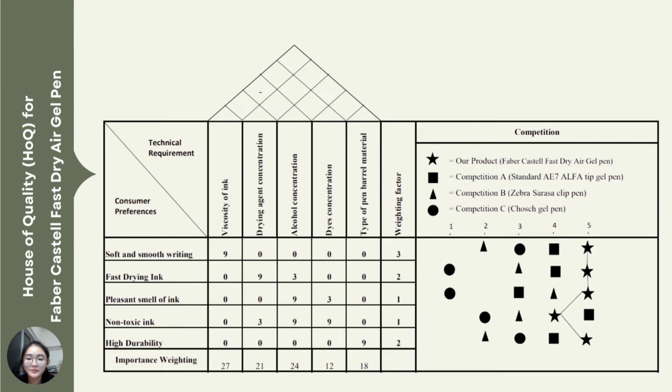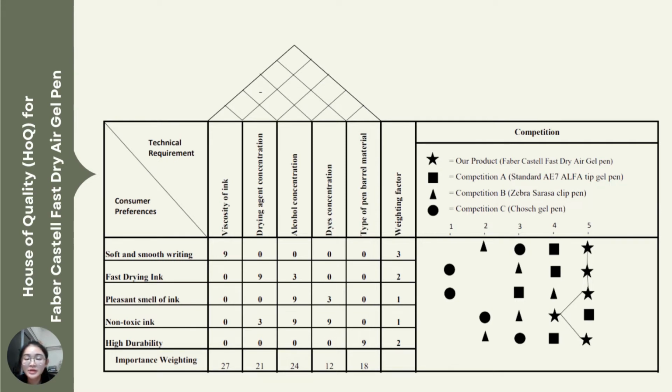From the market research, we have come out with 5 consumer preferences, which are soft and smooth writing, fast-drying ink, pleasant smell of ink, non-toxic ink, and high durability. In addition, the HOQ also includes 5 technical parameters, which are viscosity of ink, drying agent concentration, alcohol concentration, dye concentration, and the type of pen barrel materials. The correlation matrix pairs the consumer preference with the technical parameters.